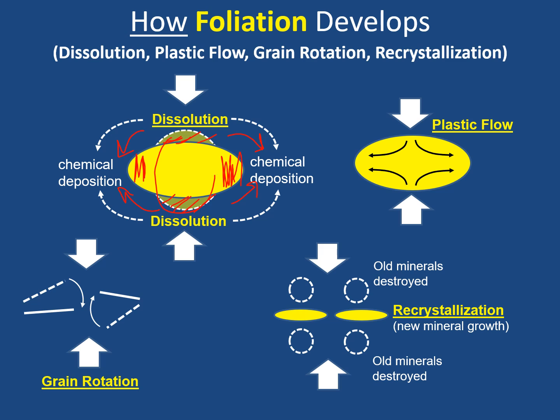Imagine that we have, in this simplistic example, an initially spherical crystal. And if we remove material from the top and bottom of the crystal and then redeposit those atoms on the sides of the crystal, that's one way that we can get the crystal to change shape. That's known as dissolution and chemical precipitation or chemical deposition. Another way maybe is more obvious, and that's simply plastic flow.